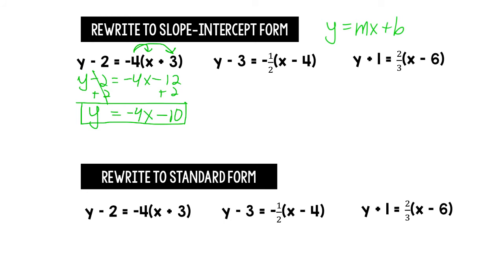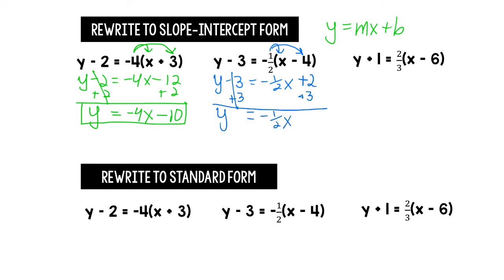Let's try it again. Distribute again here. Now y minus 3 on the left equals negative 1/2 x. Multiplying by a half is the same as dividing by 2. So negative 4 divided by negative 2 is positive 2. To get y alone, we've got to add this 3 to each side. Y cancels, equals negative 1/2 x plus 5. And that's the answer.